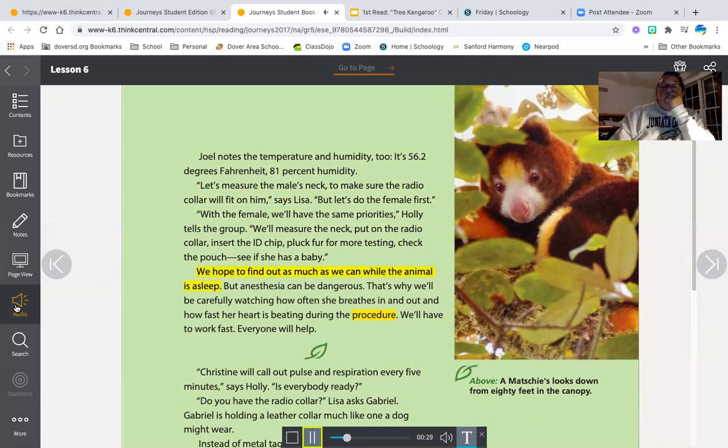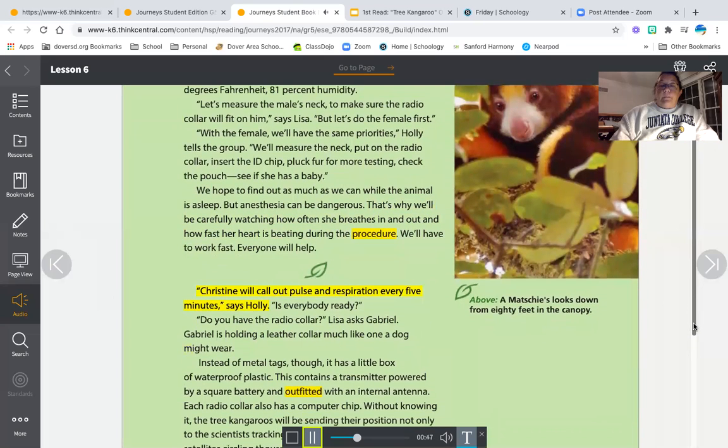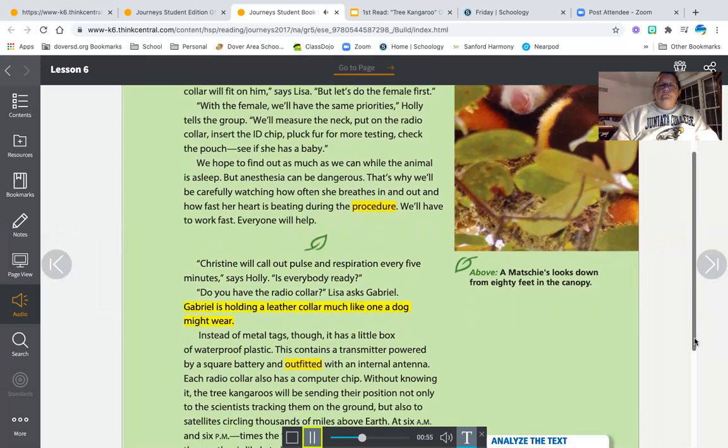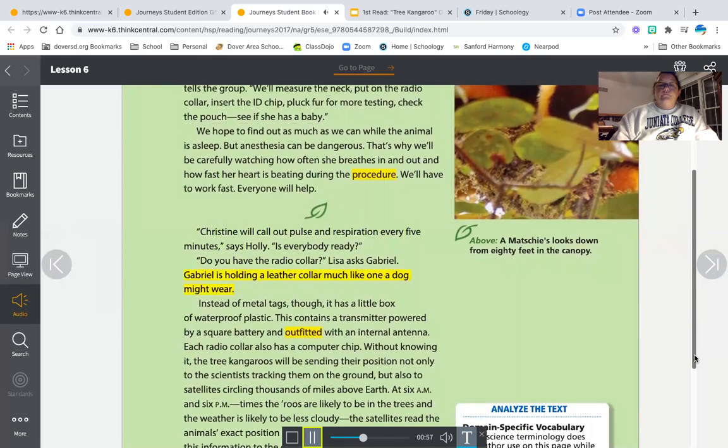We hope to find out as much as we can while the animal is asleep, but anesthesia can be dangerous. That's why we'll be carefully watching how often she breathes in and out and how fast her heart is beating during the procedure. We'll have to work fast. Everyone will help. Christine will call out pulse and respiration every 5 minutes, says Holly. Is everybody ready? Do you have the radio collar? Lisa asked Gabriel. Gabriel is holding a leather collar, much like one a dog might wear.